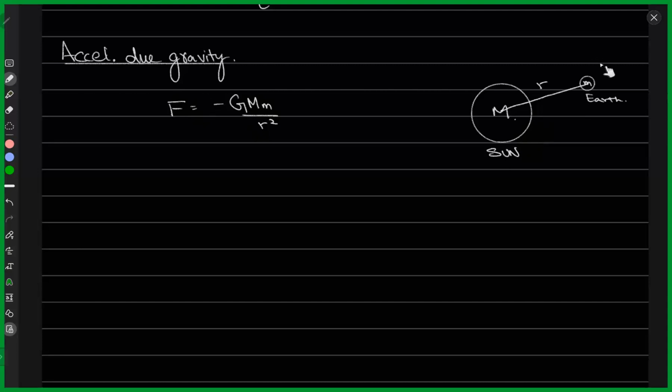So what happens is that the Earth is going to be attracted to the Sun. And of course, if there is a force of attraction, there should be acceleration, right? Everybody agrees with that? Yes. Because we know that force can be written as the sum of all the forces.